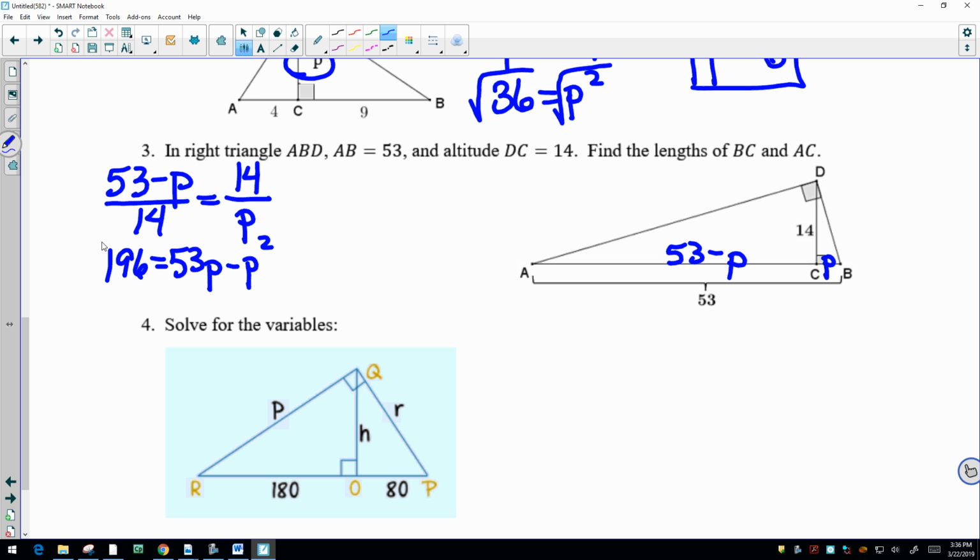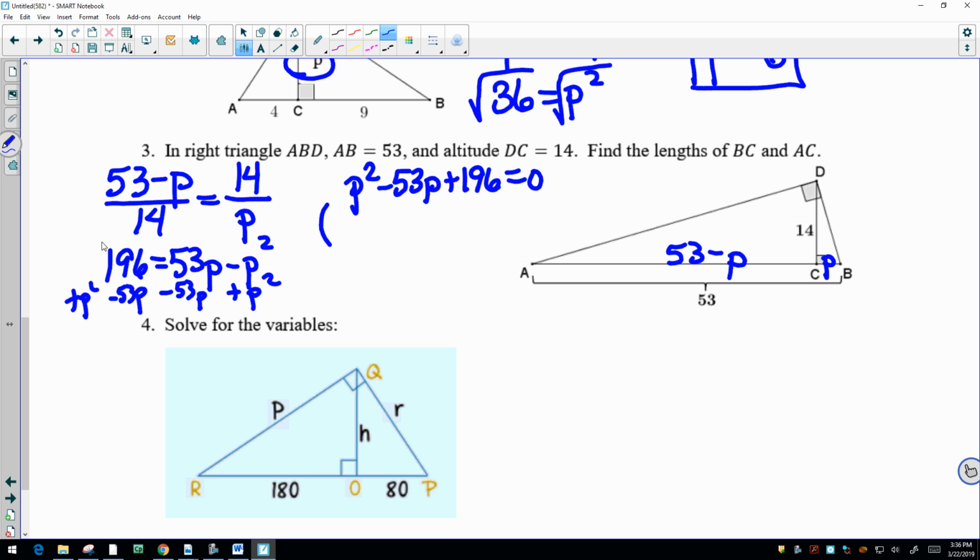And anytime I see one of those, I always think, let's get it all onto one side of the equation. So I'm going to add P squared over here. And then I would subtract that 53P on both sides. Okay, so that leaves me with P squared minus 53P plus 196 equals 0.